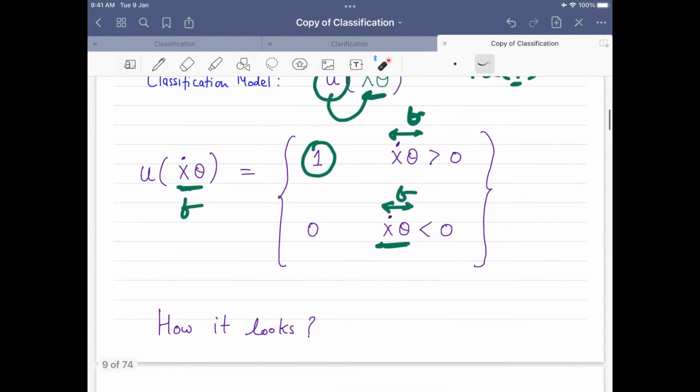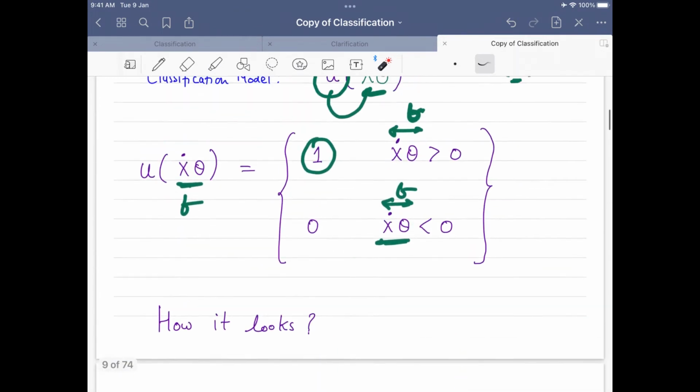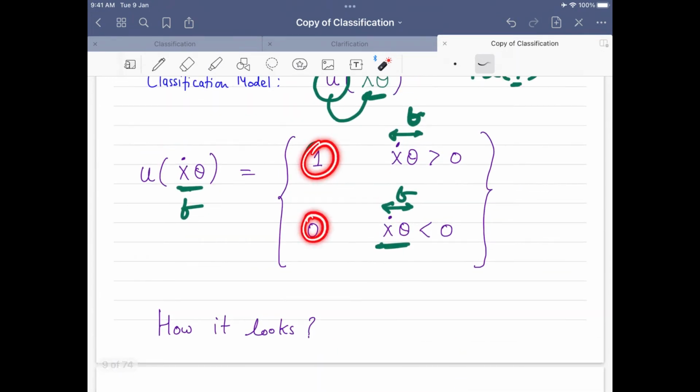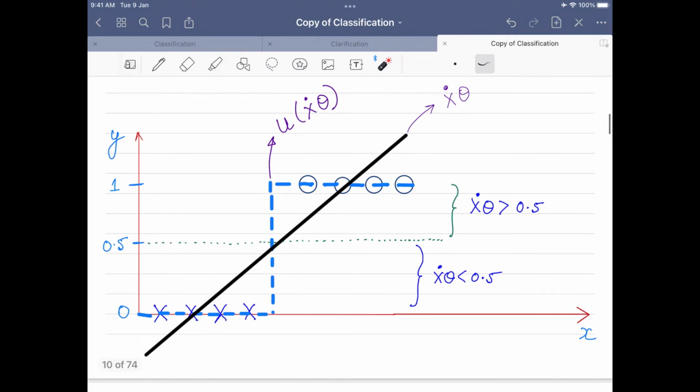So this u of x dot theta is basically the definition of 1 and 0 when x dot theta is greater than 0 and x dot theta is less than 0. Right now, if you observe, I am shifting this by a factor of 0.5 to this side. So that's why, if x dot theta is greater than 0.5, you will get this particular line, which is 1, and if x dot theta is less than 0.5, you will get this particular line, which is at the bottom.